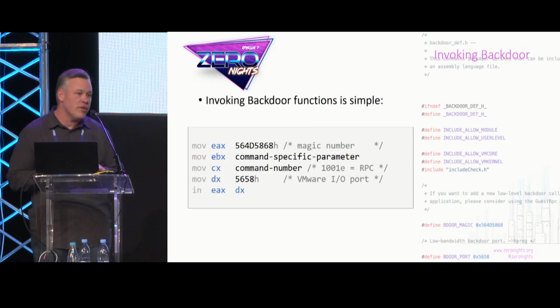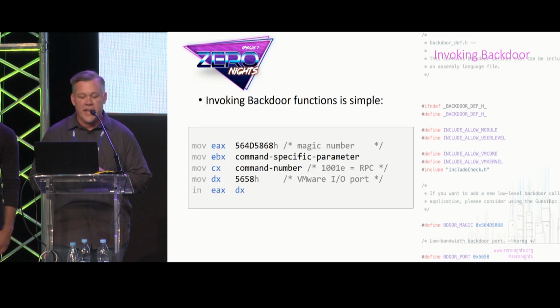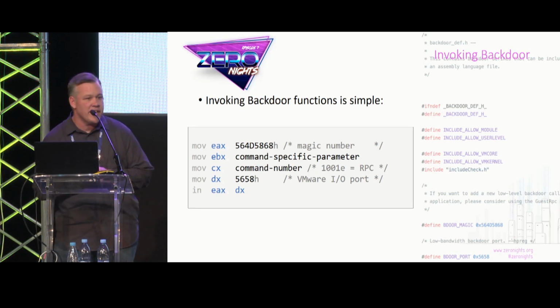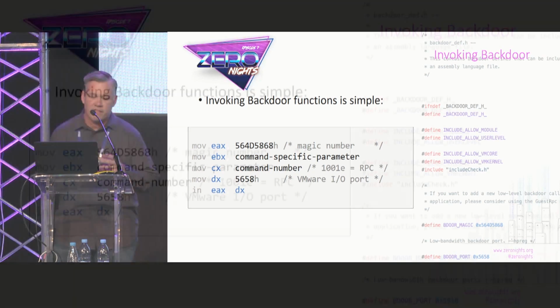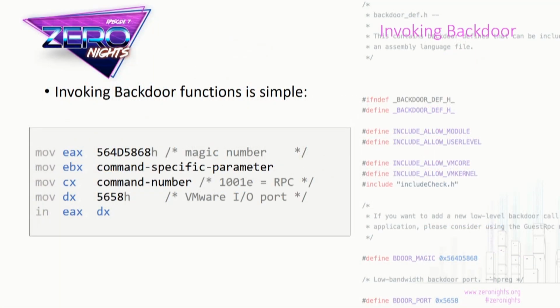Now, how do you actually go about invoking these commands? Well, this is a set of assembly that you're going to be using to actually invoke this functionality. Specifically, you're going to be putting a VMXH into EAX. Then you're going to be putting any command-specific parameters in EBX. And then you're going to be putting the command number in ECX, defining whether you want to use the high or low bandwidth mode in EDX, and then you're going to call the in instruction, and then the underlying code is actually going to start parsing that request.